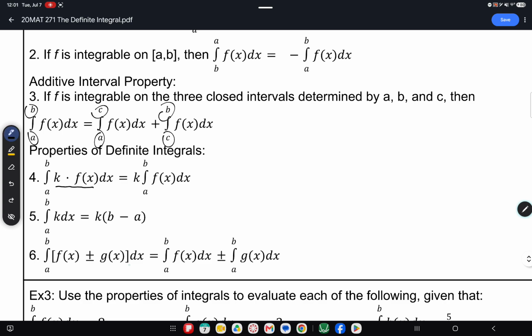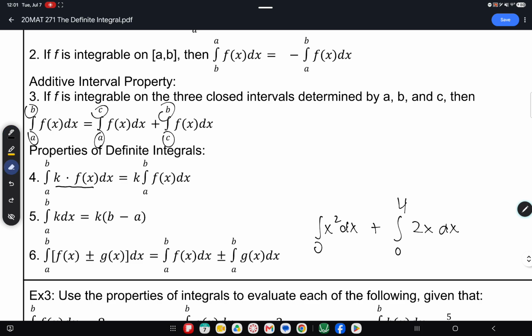And then sum and difference. If we have functions that are added and subtracted, we can separate them. So if I had something like the integral from 0 to 4 of x squared plus 2x dx, I could split that up and say from 0 to 4 of x squared dx plus from 0 to 4 of 2x dx. We usually will do it all in one step, but we're applying that property when we do that.